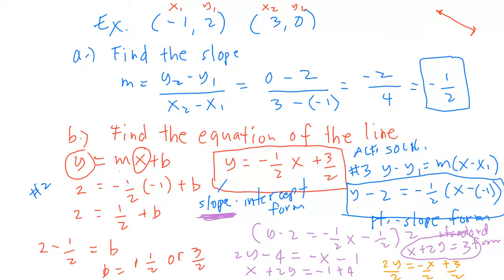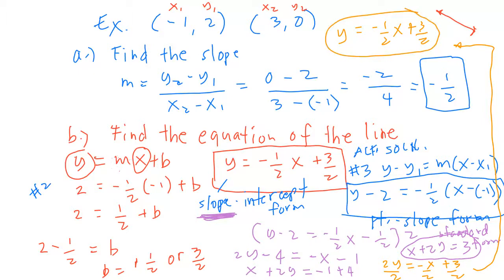which, we don't have space here, I'll just put my answer here on the top. So that would be y equals negative 1/2 x plus 3/2. So this one, it's in slope-intercept form, just to check and match this to the first answer.